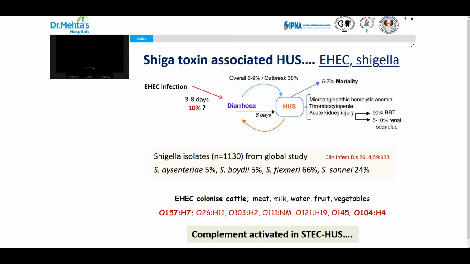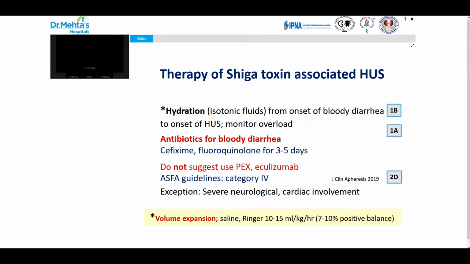Now, what do we know about therapy of Shiga toxin-associated HUS? What is new here really? There's nothing very much new except to say that there is more and more evidence emerging from clinical case series that suggests that one should maintain hydration from the onset of bloody diarrhea to the onset of HUS. And there have been some reports, chiefly from Italy and thereafter from other parts of the world, that suggested that hydration with isotonic fluids was a good idea until AKI set in, obviously.